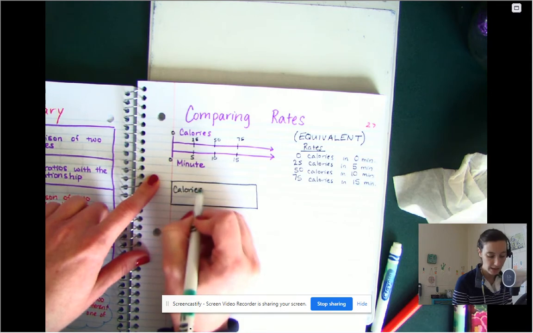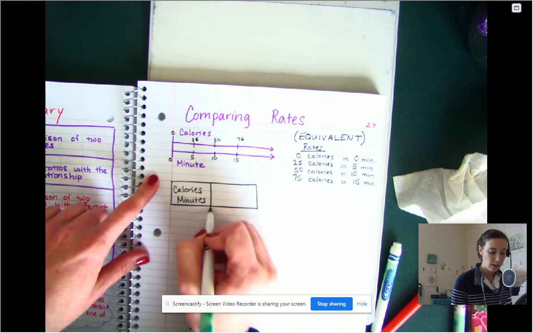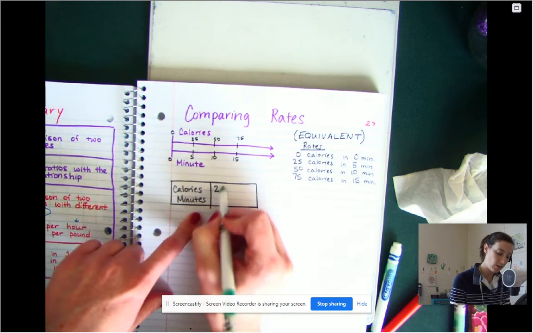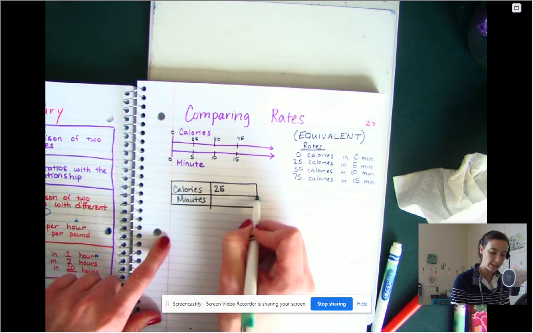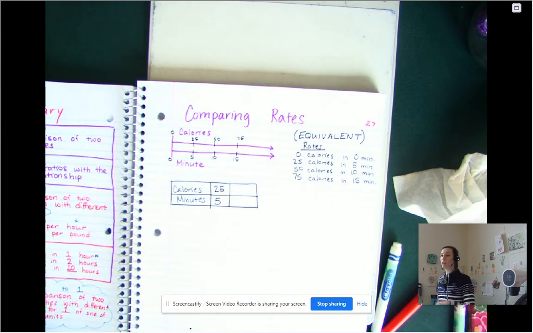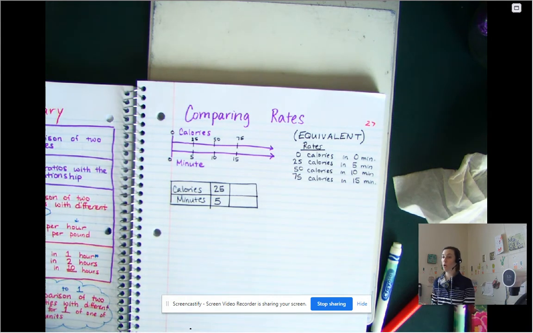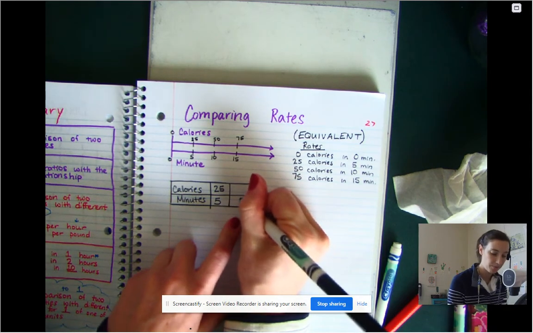So if we have calories and we have minutes, I know that I can go through 25 calories in 5 minutes. So if I want to find the unit rate, I either want to find the amount of time it takes me to burn 1 calorie, or I want to find the number of calories I can burn in 1 minute. Let's go with that one.